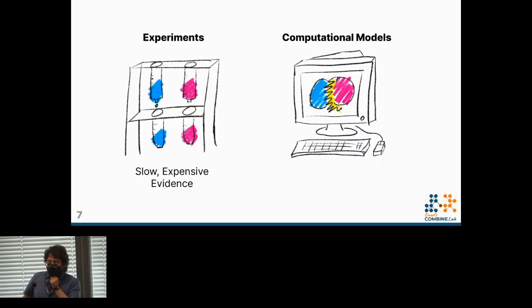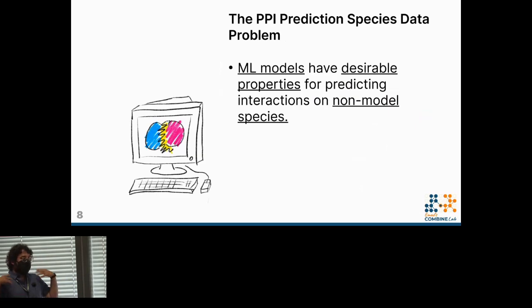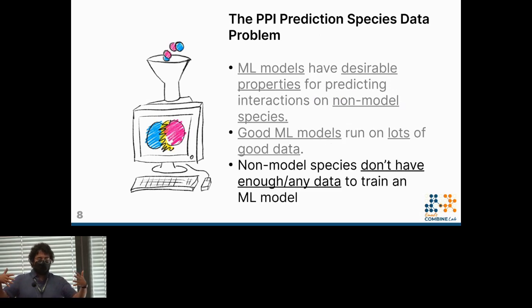Another way to predict protein-protein interactions is to use computational models. They have great properties: they're fast and they're cheap, but it's not evidence. We're making a guess, a prediction that these two proteins interact. But these two properties, fast and cheap, perhaps put them forward as the answer to this species gap problem. Maybe that's how we bridge it. There's a small problem with that. Good machine learning models run on lots of good data: garbage in, garbage out. And these non-model species don't have a lot of data to train on, or any data to train on. So you can't really create models that do a good job.